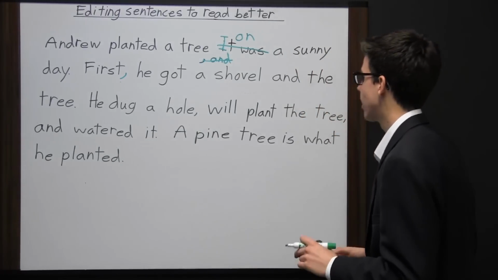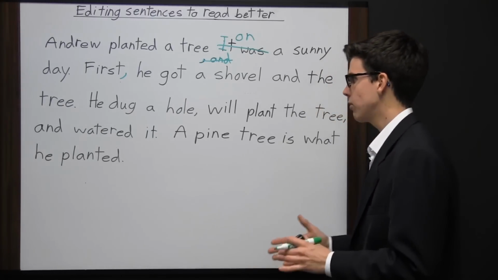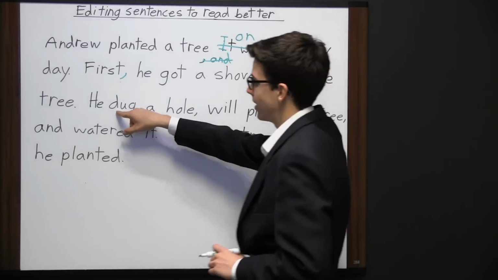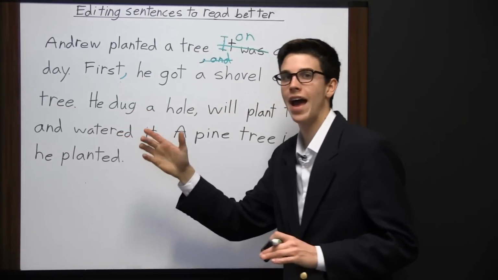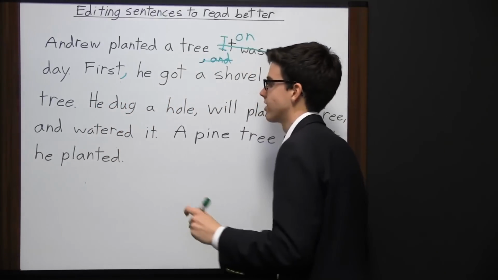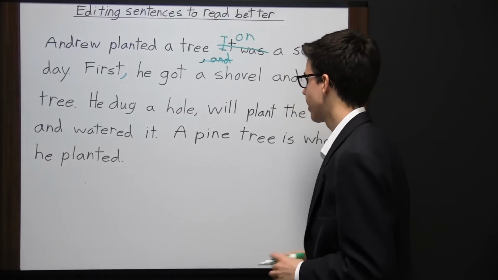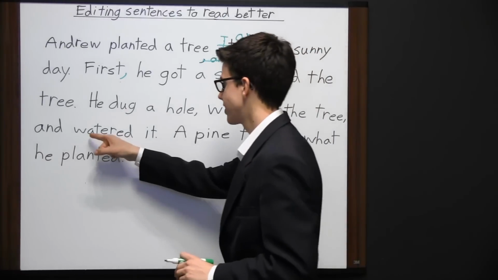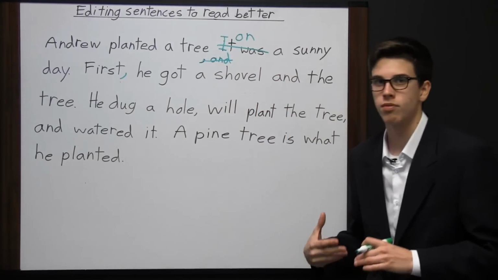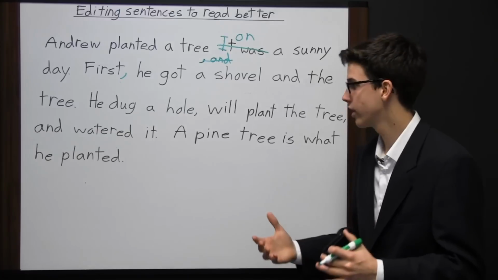The next sentence says he dug a hole, will plant the tree, and watered it. So the problem with this sentence has to do with verb tenses. So we see the verb dug right here. This is what we call past tense, because it happened in the past. He dug a hole. That indicates that he dug the hole yesterday or maybe a week ago. And then in this last phrase it says he watered it. That's also in the past tense. It's indicating that he watered the tree maybe yesterday or the week before.